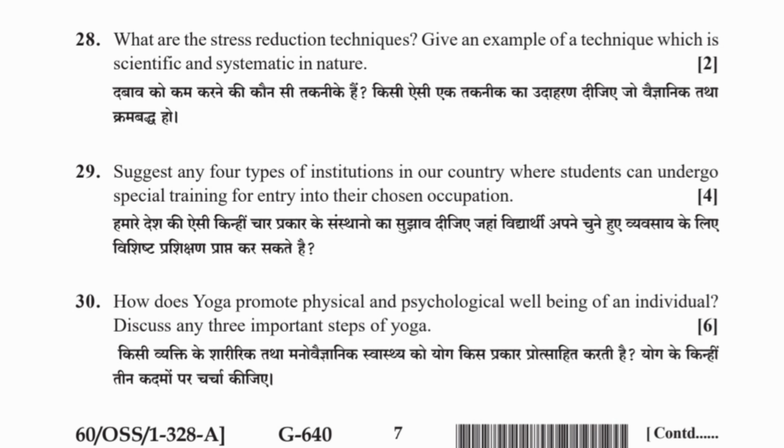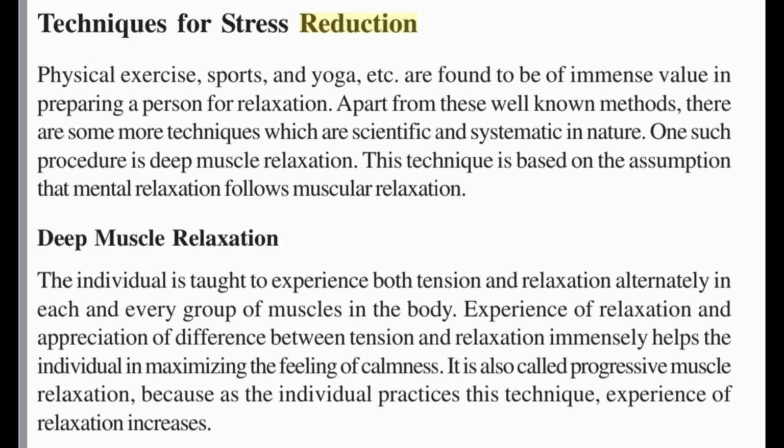28. What are the stress reduction techniques? Give an example of a technique which is scientific and systematic in nature. Physical exercise, sports, and yoga etc. are found to be of immense value in preparing a person for relaxation. Apart from these well known methods, there are some more techniques which are scientific and systematic in nature. One such procedure is deep muscle relaxation.